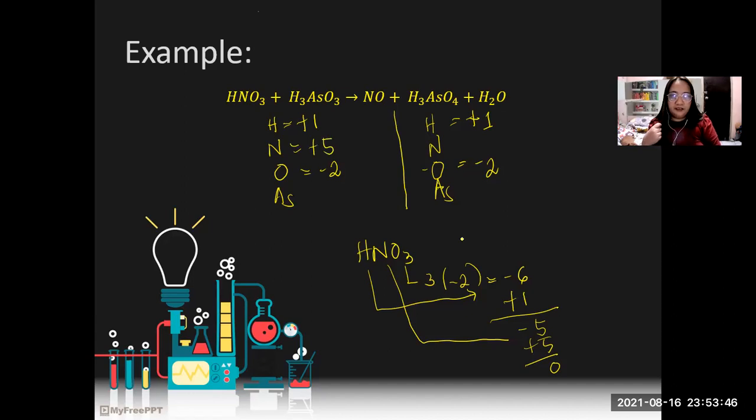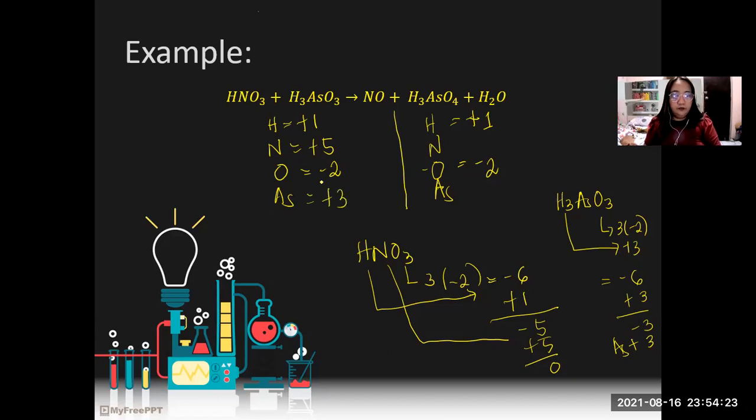Okay, what about arsenic? Arsenic in H3AsO3, or this is arsenous acid. So let's put it here. H3AsO3. You know that that's 3 times negative 2, and this is positive 3. So that's equal to negative 6 plus 3. That's a negative 3. Therefore, arsenic will take a positive 3 oxidation number.